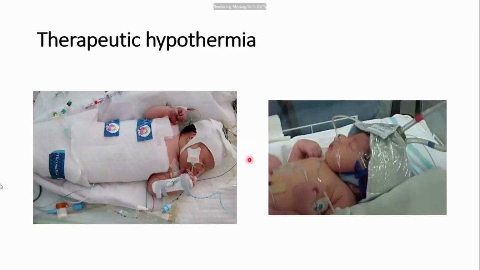Now, this one is a relatively new modality of treatment of birth asphyxia. This is known as therapeutic hypothermia. Okay, so not all hospitals in Kathmandu or Nepal have this facility. I think only Dhulikhel has this facility right now. So this is therapeutic hypothermia. What happens is we selectively cool the child, or selectively decrease the temperature of the child.